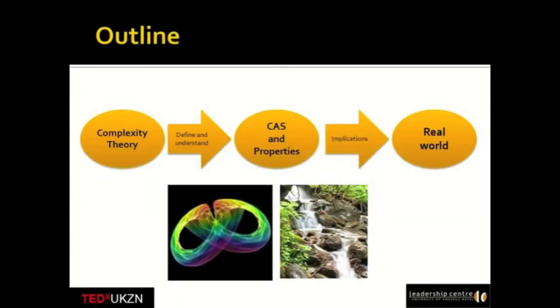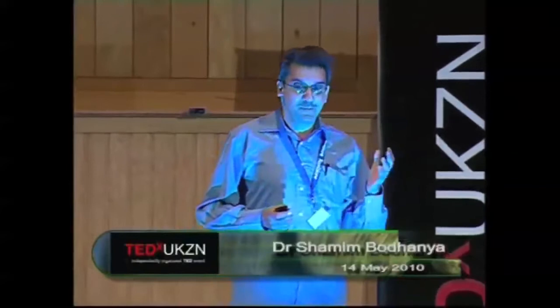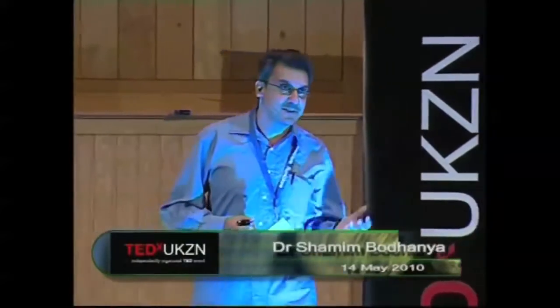Essentially what I'm trying to do is draw some ideas from complexity theory to identify and define what are known as complex adaptive systems and their properties, and then try and draw out what they mean for the real world. Although complex systems apply both in the natural sciences and physical systems, my interest particularly is in social systems and what it means for organizing, and perhaps some ideas about leadership.